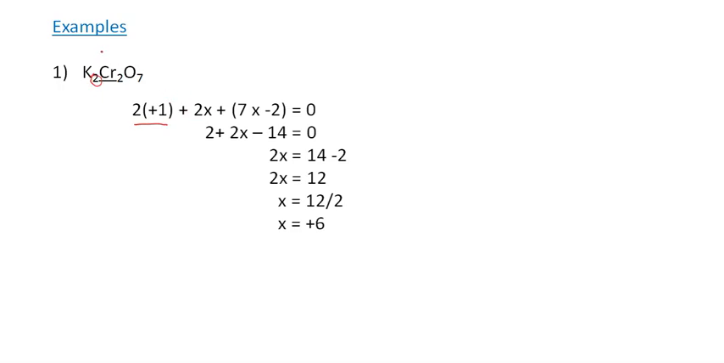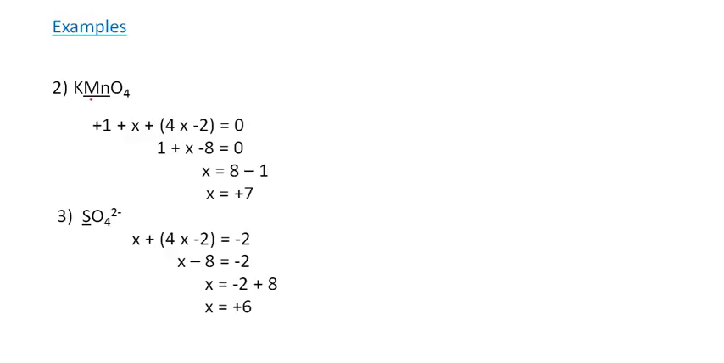We are letting the oxidation number of chromium be X, so it'll be 2 multiplied by X for the second term. Then we have a 7, and the oxidation number of oxygen is -2, so it'll be 7 multiplied by -2. This gives us 2 plus 2x minus 14 equals 0. When we solve for x, we end up with x equal to +6. That is the oxidation number of chromium in this example.